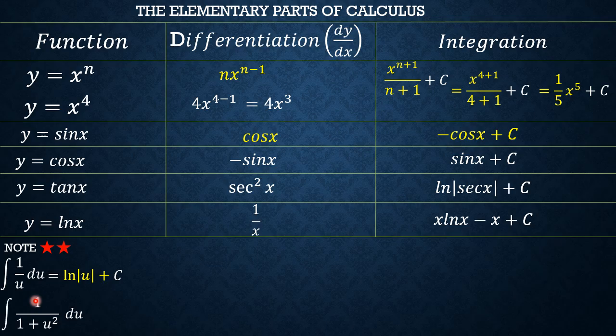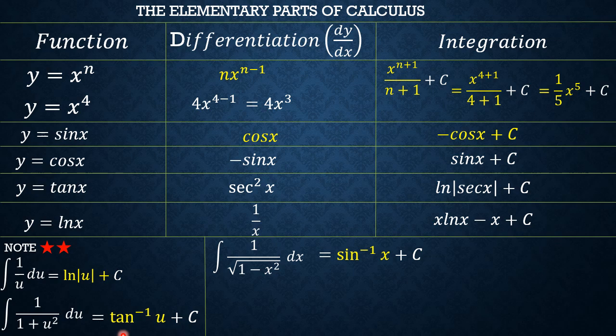What if we have the integral of 1 over 1 plus u squared du? This just gives us what? The arctangent or tan inverse of u plus c. Great. That's what we have. So, friends, what if we also have the integral of 1 over the square root of 1 minus x squared dx? This gives us what? The sine inverse of x plus c.